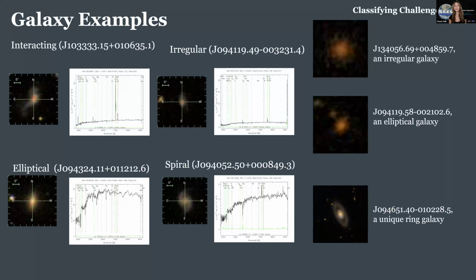These are some examples of different types of galaxies and their respective spectrums that we encountered and classified through our research. We also have examples of galaxies that were more challenging to classify due to factors such as high redshift and distance or low image resolution. And finally, we have an example of a unique ring galaxy we were able to find and classify through our research.